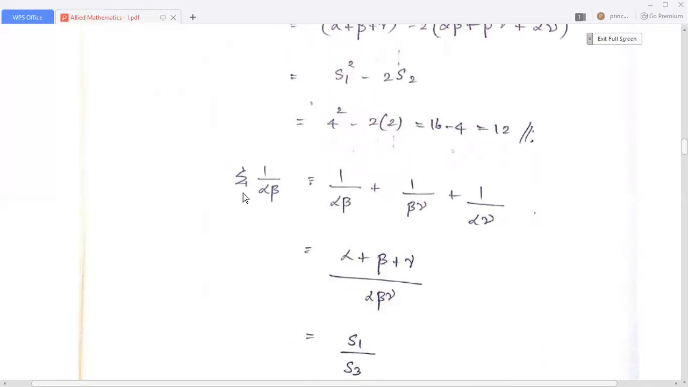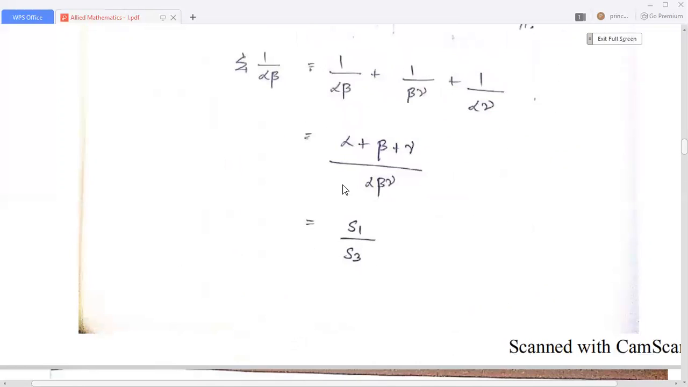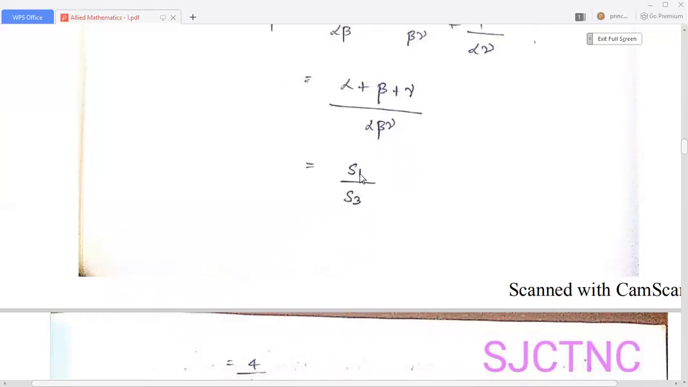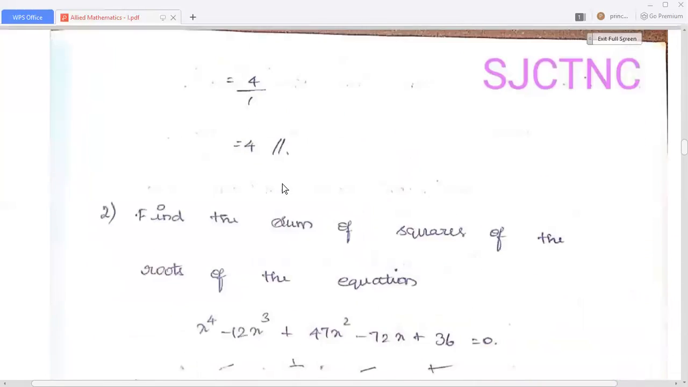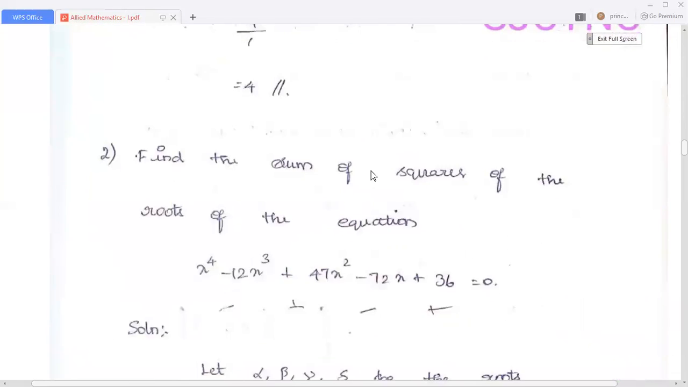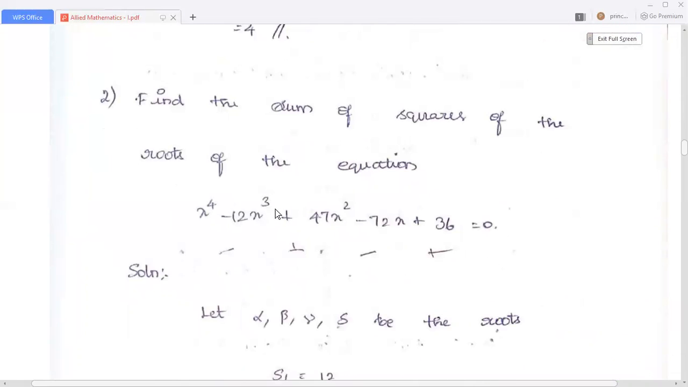And second part, we calculate sigma 1 by alpha beta is equal to 1 by alpha beta plus 1 by beta gamma plus 1 by alpha gamma. When you simplify this by taking LCM, we get (alpha plus beta plus gamma) by alpha beta gamma. When you substitute the available values, this is S1 and this is S3. So when you substitute the value, 4 by 1, that is equal to 4. So this completes the problem. The next problem.